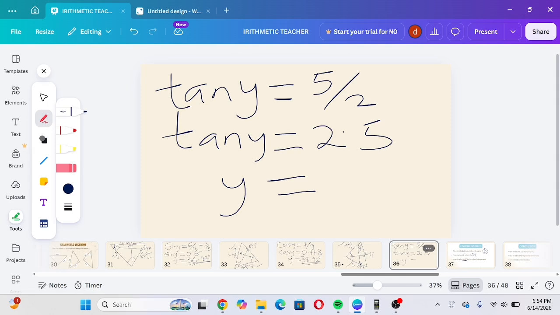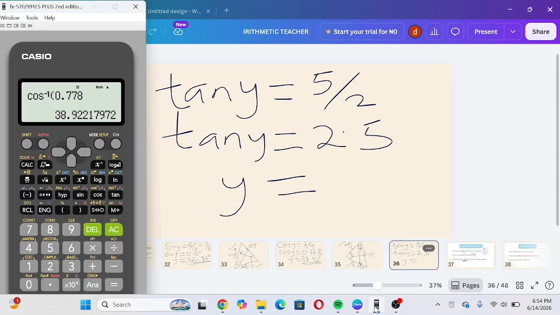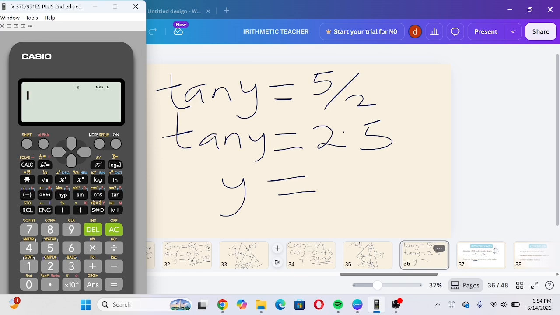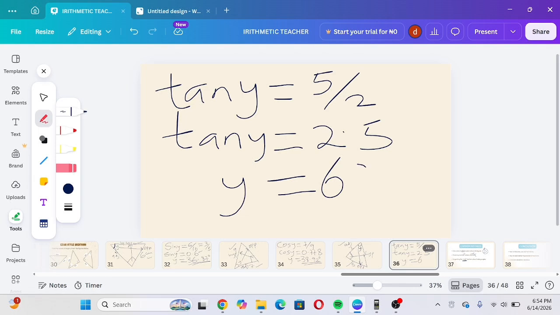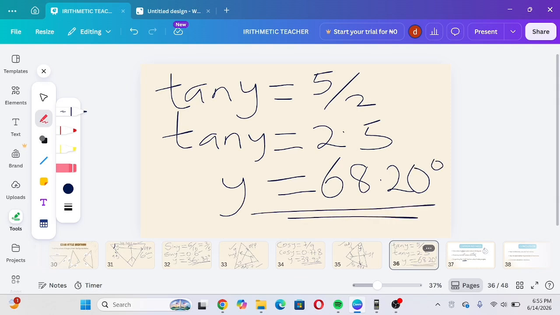Then you use your calculator to find the value. So back to the calculator. Don't forget shift, then your tan. So you have shift, then tan, then your value 2.5, equal to. So you'll be having 68.2, converting it to two decimal places, 68.20, 68.2 degrees. So this is going to be the angle in the third question.